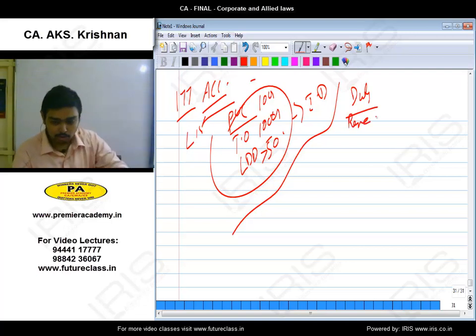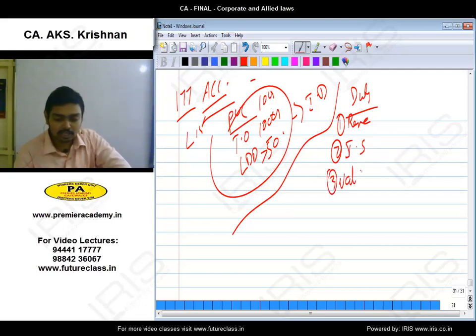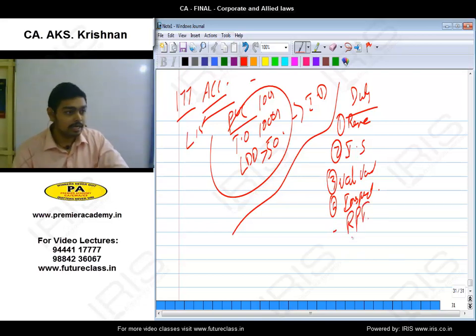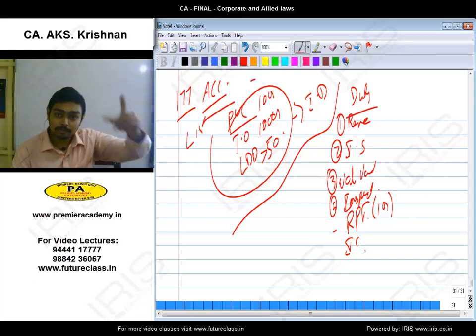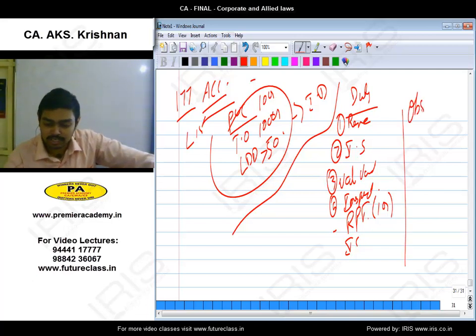Recommend to the board the appointment of auditors. Next, appoint internal and secretarial auditors. Then valuation of undertaking, inspection of books of accounts. Then related party transaction approval. Then internal transfer deposits. Related party transaction, how much approval can they give? One crore they can give. Then observations of auditors.